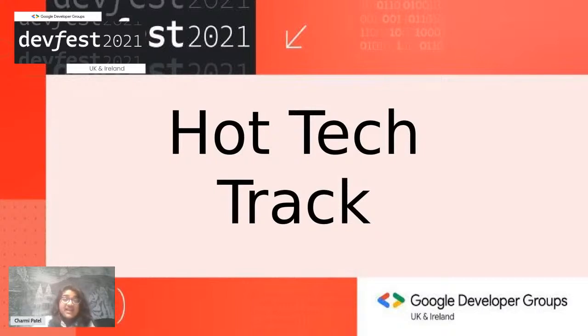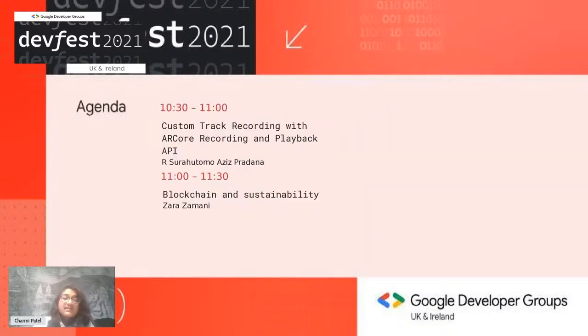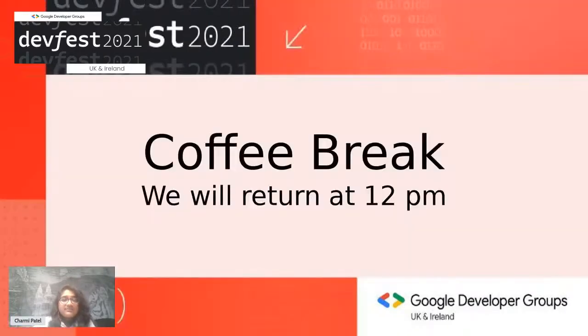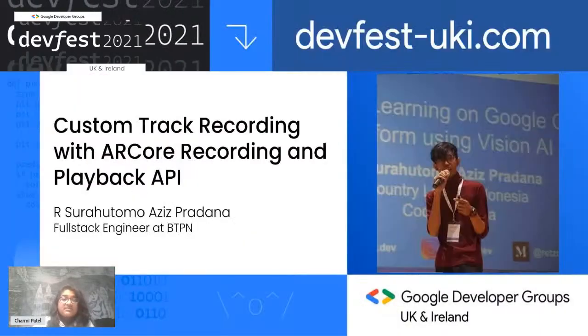Today's agenda starts at 10:30 with a talk by Pradhan, who is giving a topic named Custom Track Recording with ARCore Recording and Playback API. Later on, Zara will give a talk on blockchain and sustainability. Then we have a coffee break at 12 p.m. So let me welcome Pradhan for the topic.